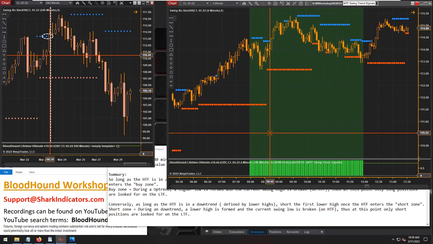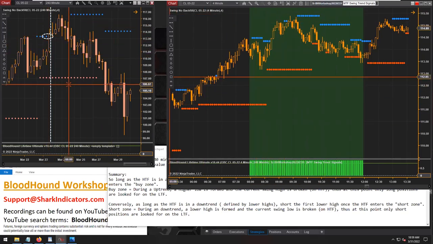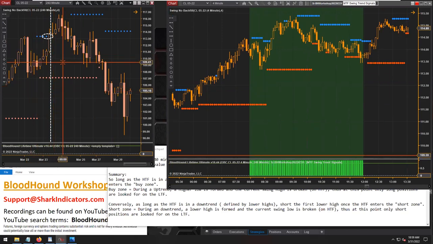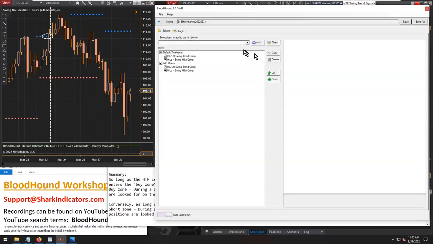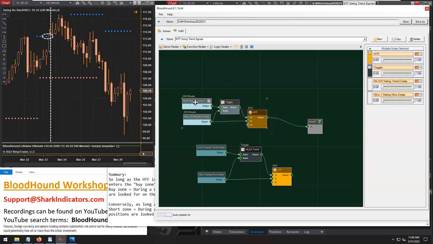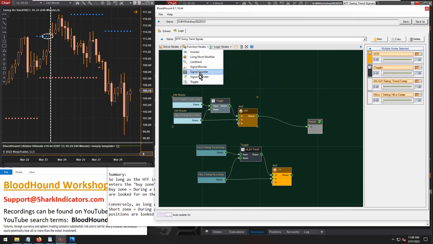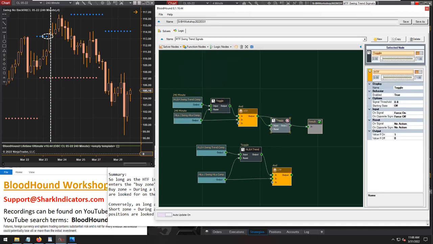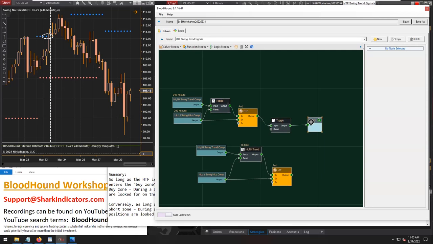So now what we need to do is we need this trend direction to stay on. So this is our higher time frame trend signals coming out, but we need to hold on to that, so we need another toggle node there. We need to hold on to it like so.